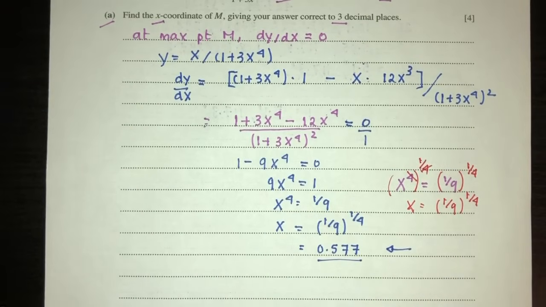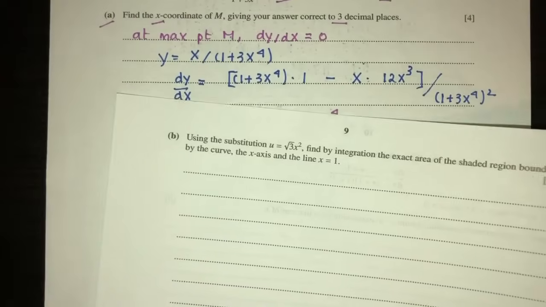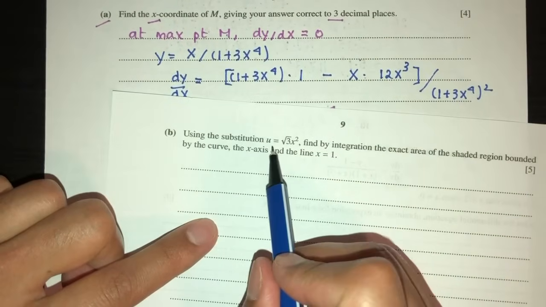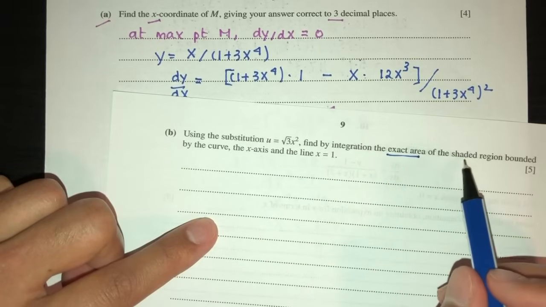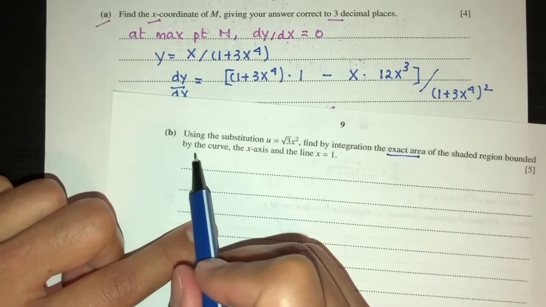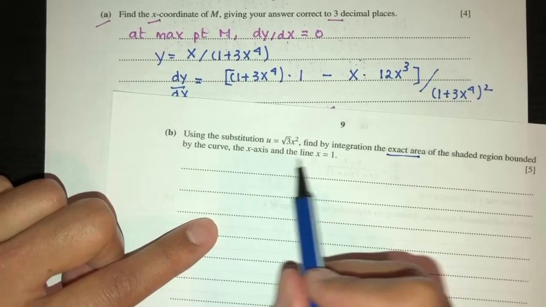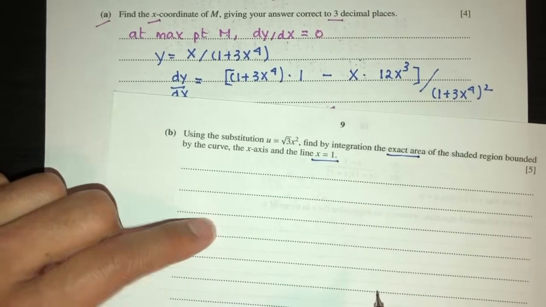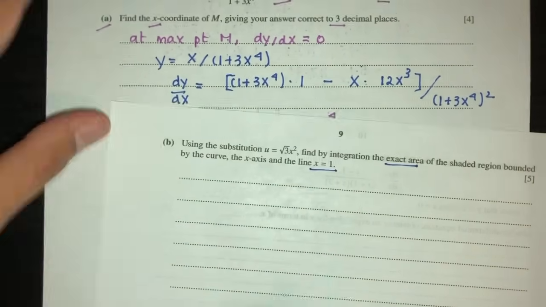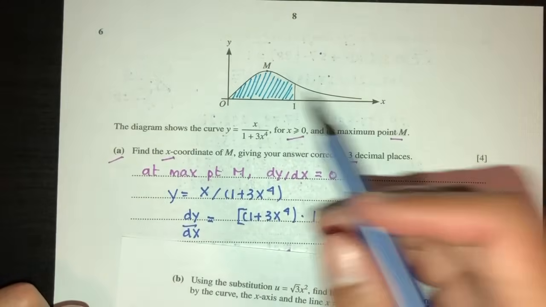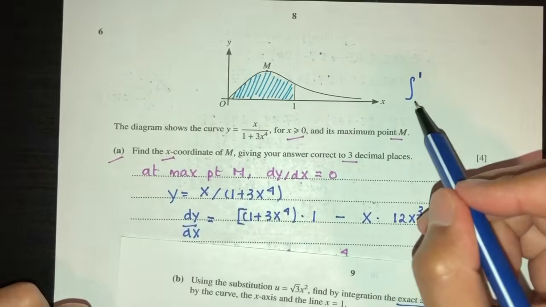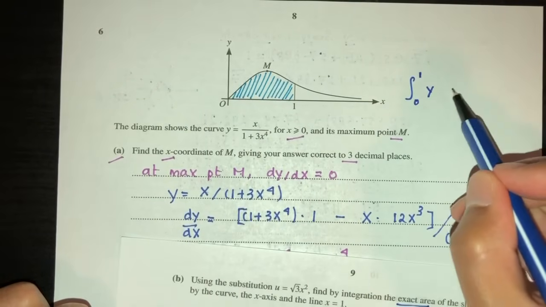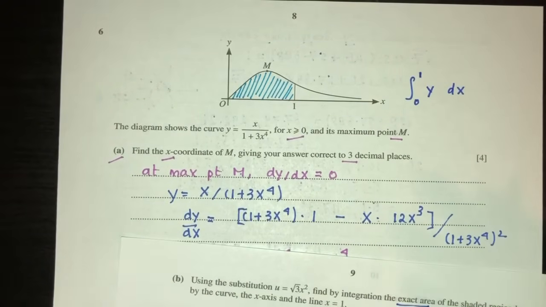So now let's move on to part B. Part B says, using the substitution of u equal to this, find the exact area of the region bounded by the curve, the x-axis, and the line. So let's find that. So as you know by now, how do you find the area under the curve? You will do the integration between 1 and 0 of y dx. That's how you will do it usually, right?